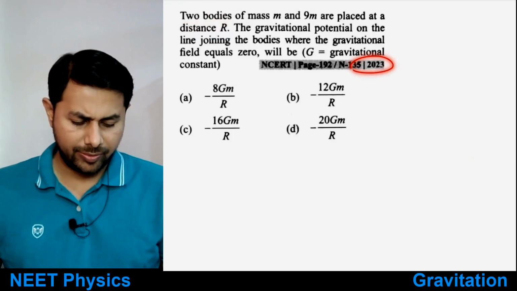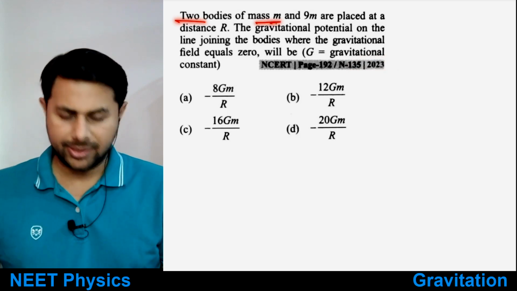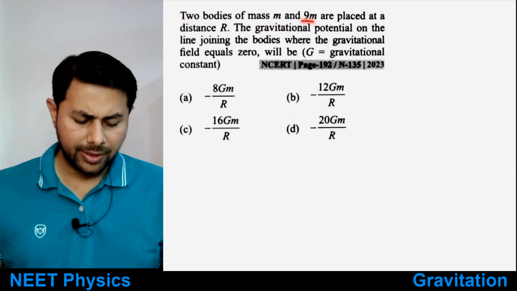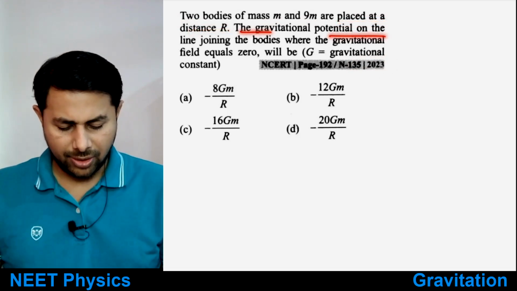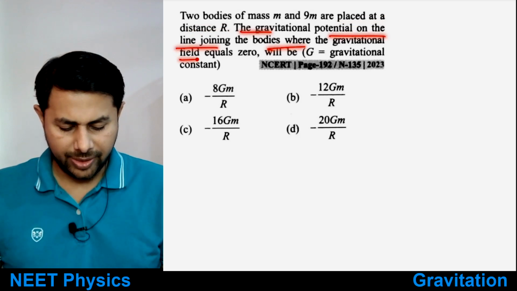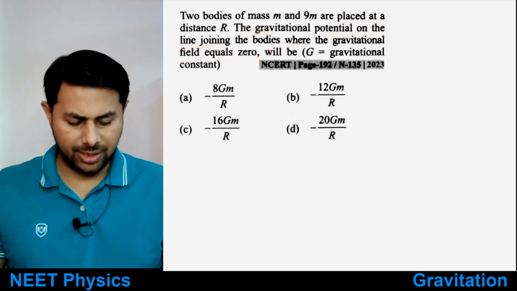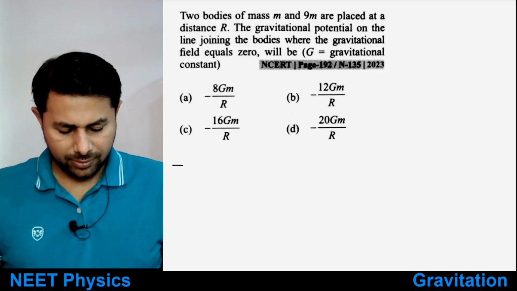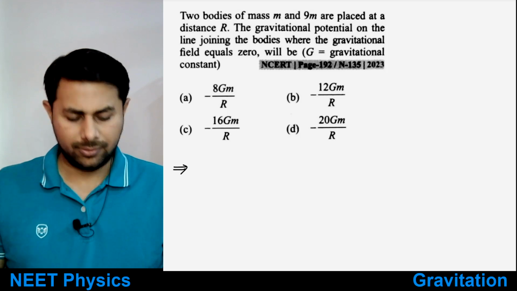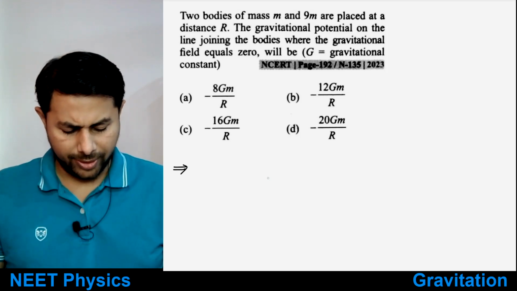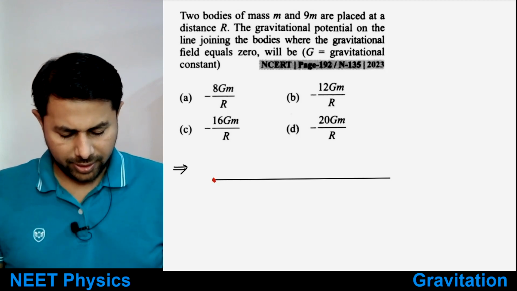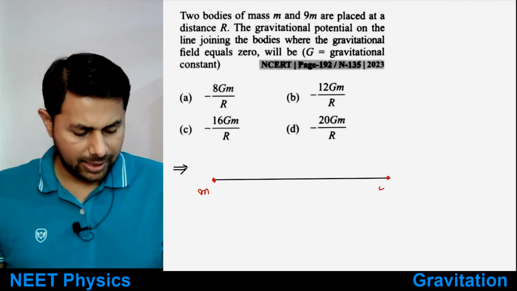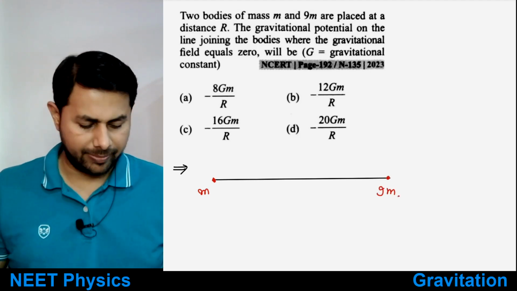This is a problem from NEET 2023. Two bodies of mass small m and 9 times m are placed at distance capital R. The gravitational potential on the line joining the bodies where the gravitational field equals 0 will be. Tell me. So you have two bodies. This has small m mass, and the other body has mass equal to 9m.